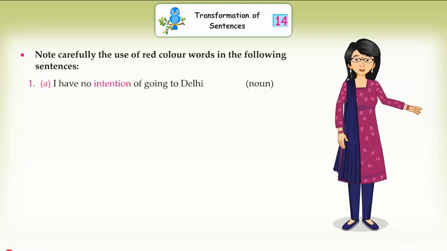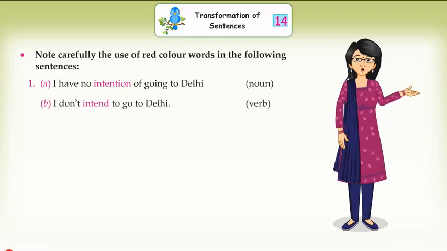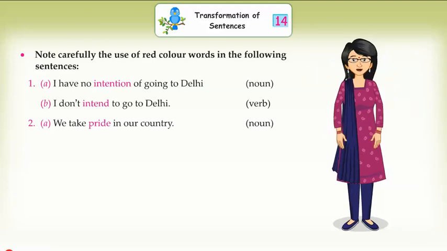1. A. I have no intention of going to Delhi. Noun. B. I don't intend to go to Delhi. Verb. 2. A. We take pride in our country. Noun. B. We are proud of our country. Adjective.